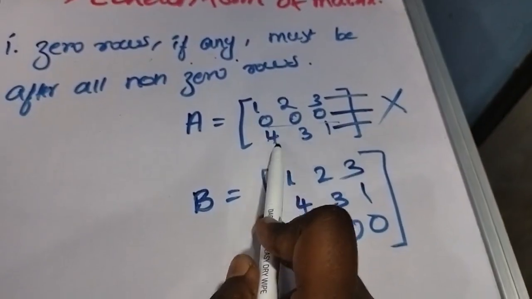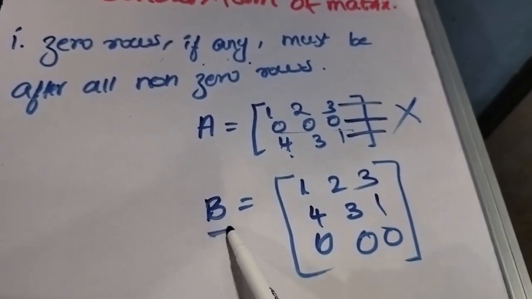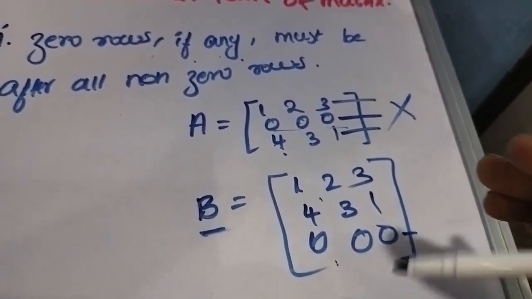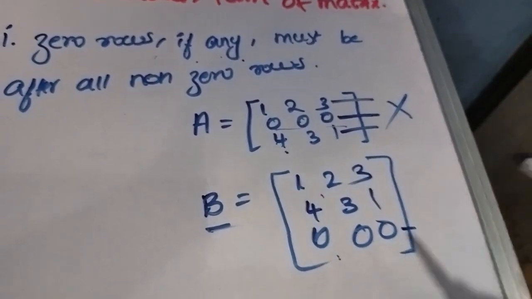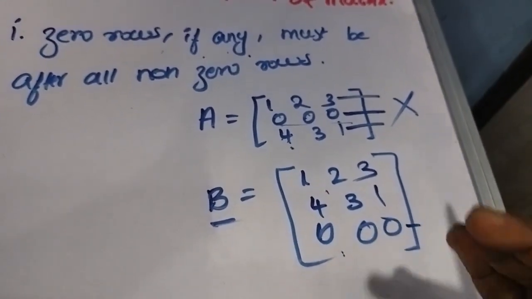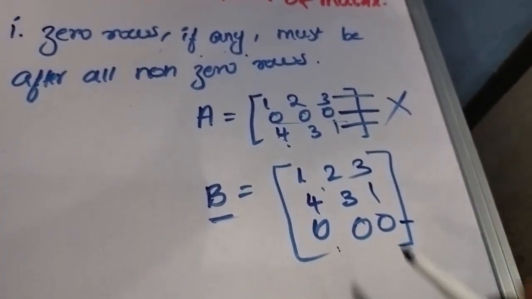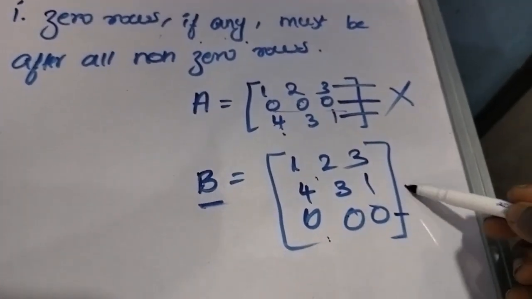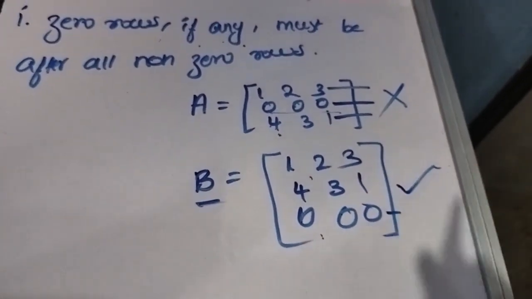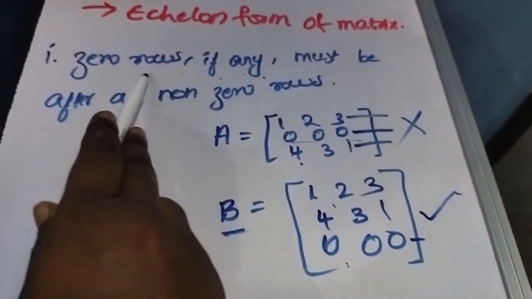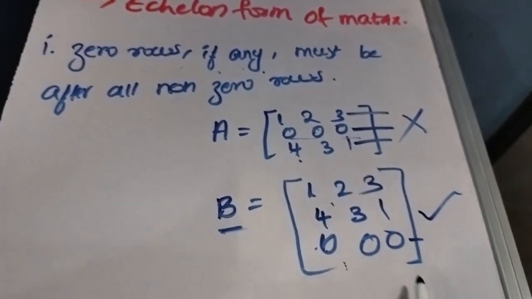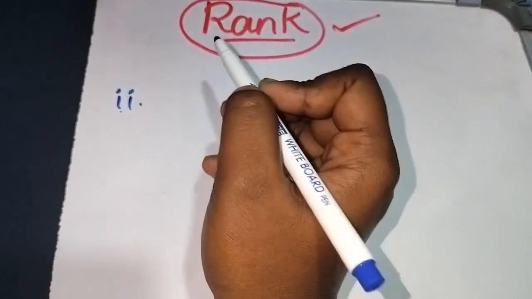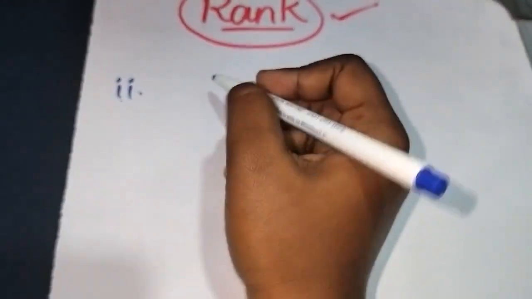This one doesn't obey the first case. This second matrix obeys the first case, as the non-zero rows are kept up and all the zero rows, if they are present, are placed at the end of the matrix. So this second matrix is in echelon form and obeys the first condition. And now here comes the second condition of the echelon form of a matrix.